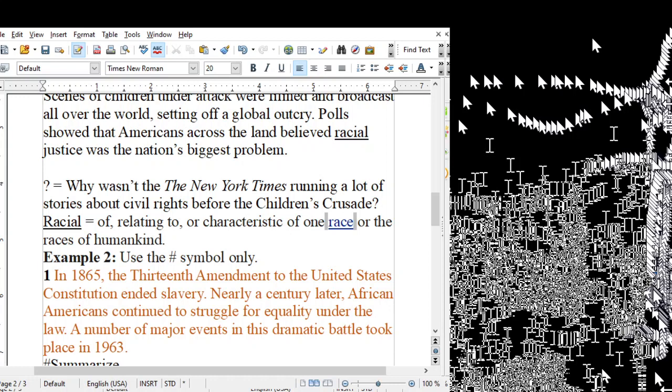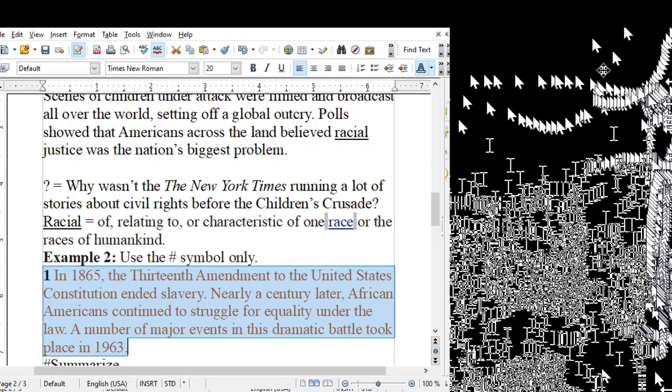So the first paragraph states, in 1865, the 13th Amendment to the United States Constitution ended slavery. Nearly a century later, African Americans continue to struggle for equality under the law. A number of major events in this dramatic battle took place in 1963. So, if we were in the building and I was using my textbook, this is what the paragraph would look like.